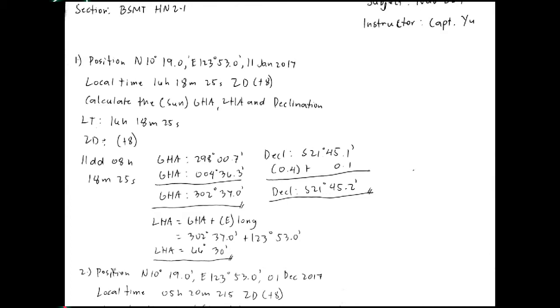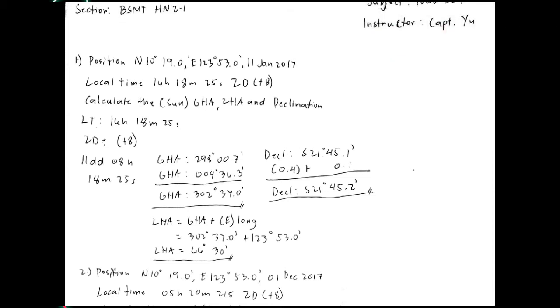Next is the LHA. All we need to do is use LHA equals GHA plus easterly longitude. So we have 302 degrees 37.0 minutes plus 123 degrees 53.0 minutes. We will just subtract because they are in different directions. So we have the LHA of 66 degrees 30 minutes.